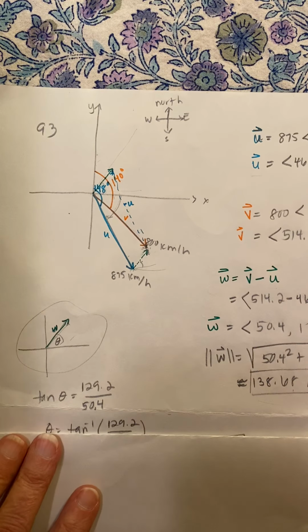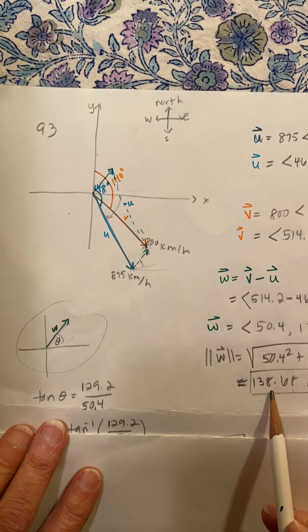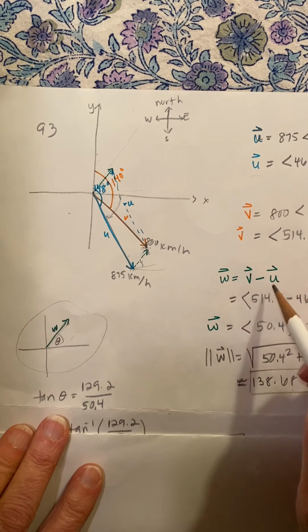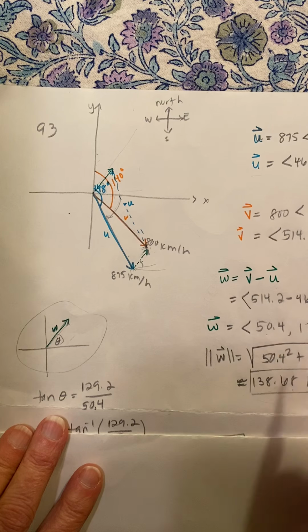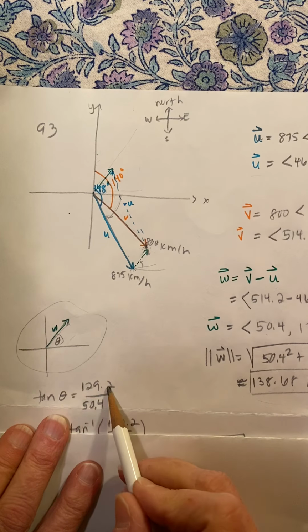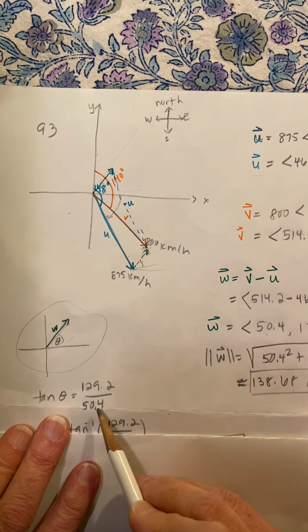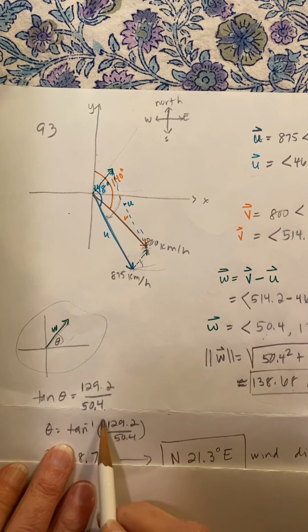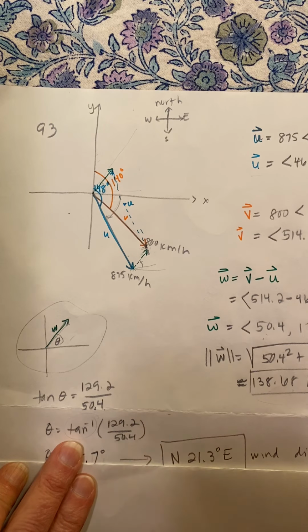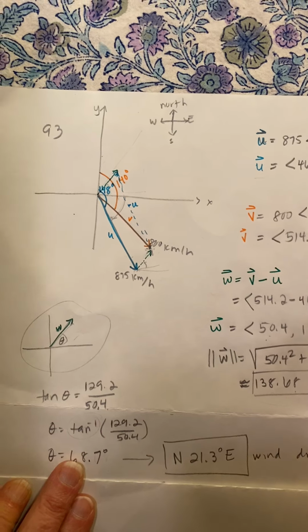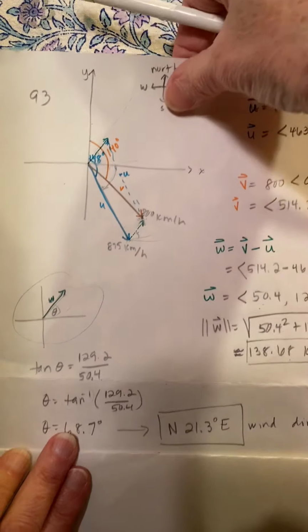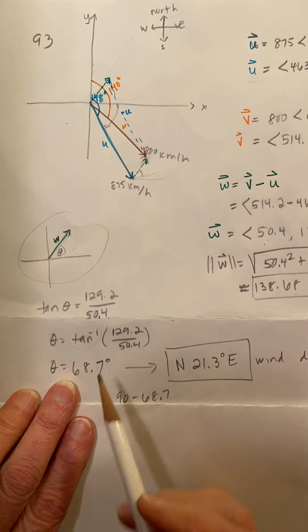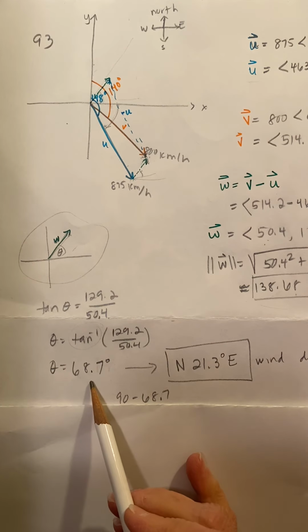Tangent. You actually could use any of them once you get the magnitude, but you always have the two components, which are always x and y. So tangent theta is the y component, which is the second one, over the x component, the first. We're going to do inverse tangent, and we're going to write inverse tangent in front of our ratio. And you pull this up. And if you put that in your calculator, you're going to get 68.7 degrees.